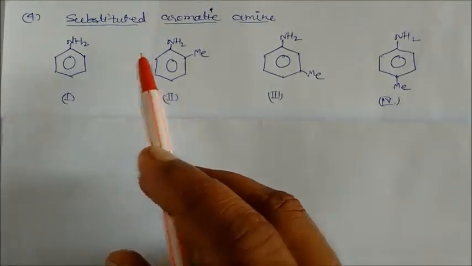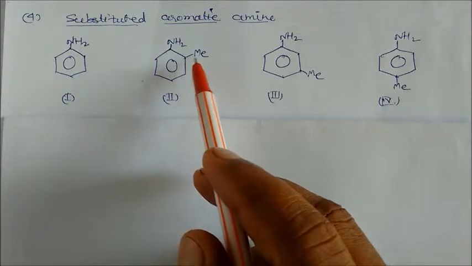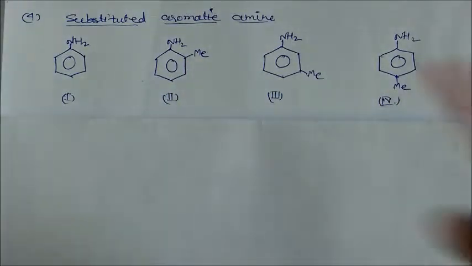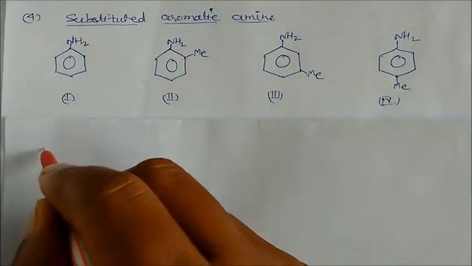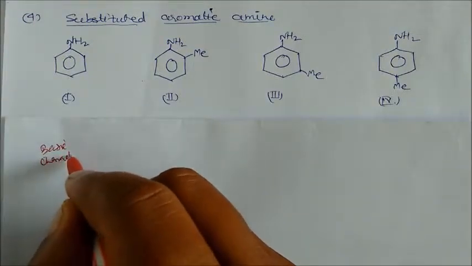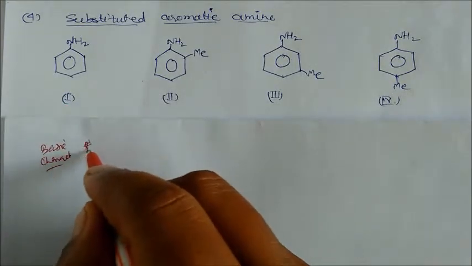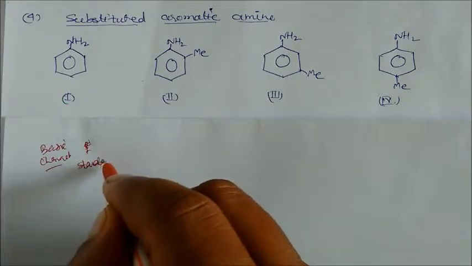This is the substituted aromatic amines. In amines, methyl is present at ortho, meta and para. In the case of methyl, first we will find the basic character. This is our strategy. In basic character, one is more basic, and this one is your standard.